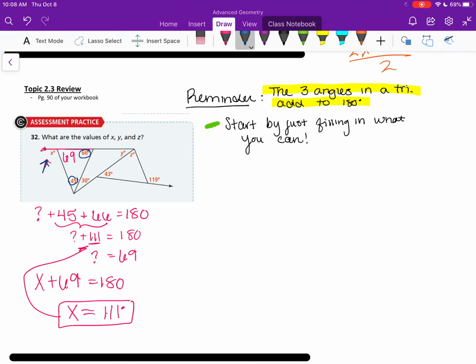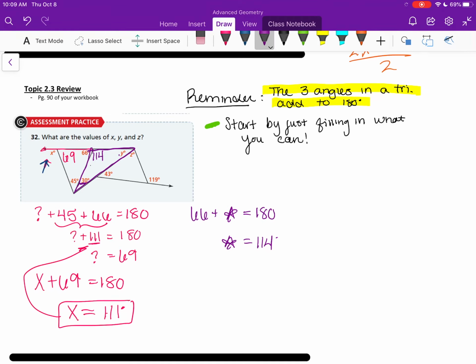All right, let's keep going. We've found x. Now let's work towards finding y or z. So if I'm looking at this triangle that y is in, I know this is 30 degrees. I don't know y, and I don't know this missing angle that I'm going to draw with a star, but I can find it because I know that 66 plus whatever that star is has to equal 180. So that means that missing angle must be 114 degrees. So now I can replace that.